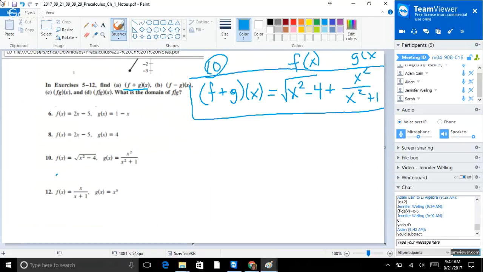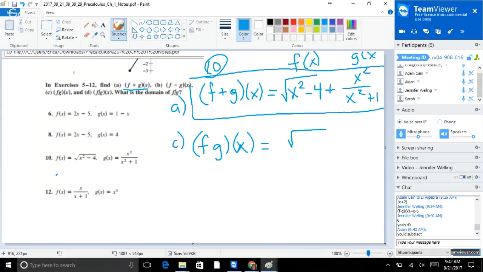What about f g of x? What are we going to do there? So I'm skipping around. This was A. I think B you can figure out. C, we've got f g of x. So that just means I'm simply going to multiply my f of x times my g of x, right?